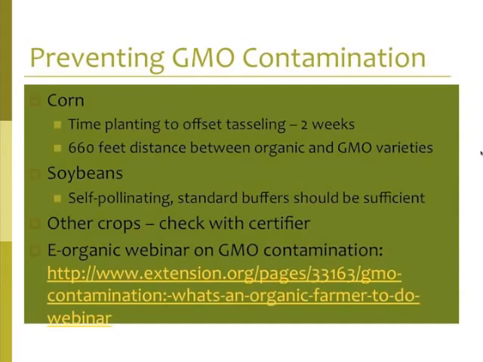Soybeans generally only need a standard sized buffer, the same for any between organic farm and conventional farm, because soybeans are self-pollinating. The pollen isn't going to drift so far like it does with corn. But the method used for preventing GMO contamination should be described in your organic system plan. And if you want some more specific information about it, eOrganic had a great webinar on the topic, GMO contamination, and it is available at this link here.